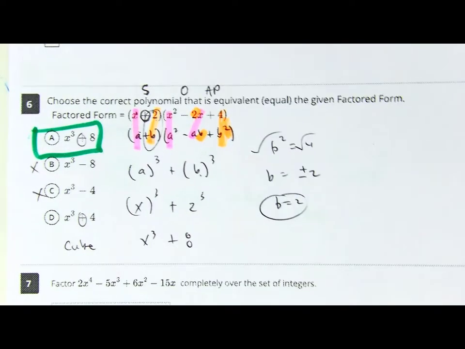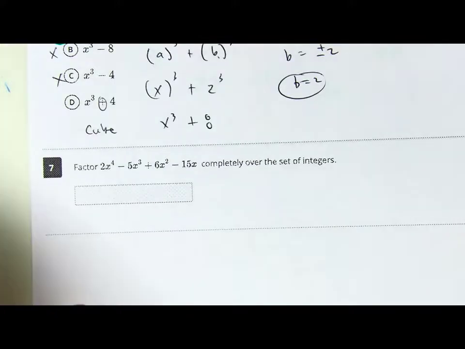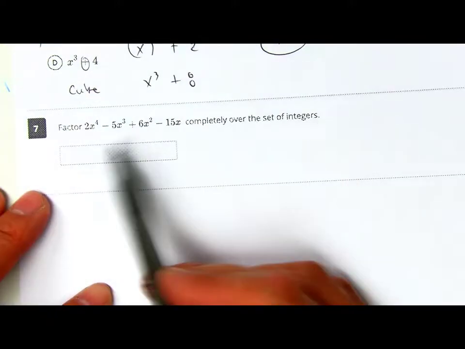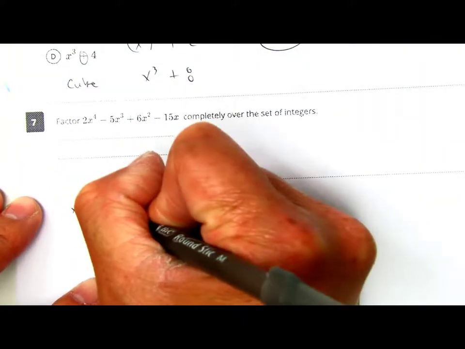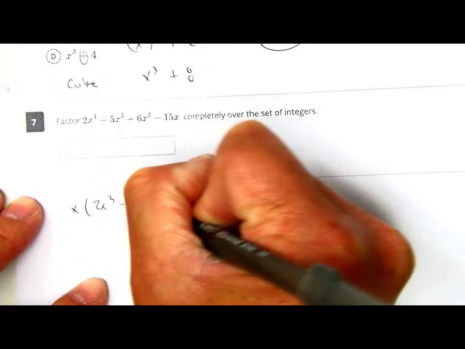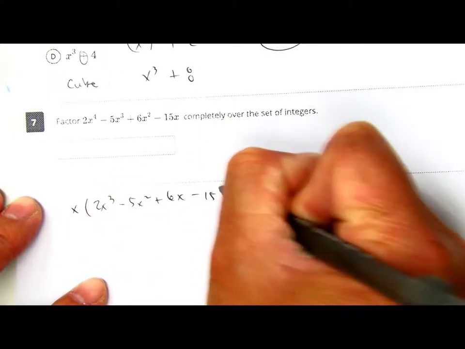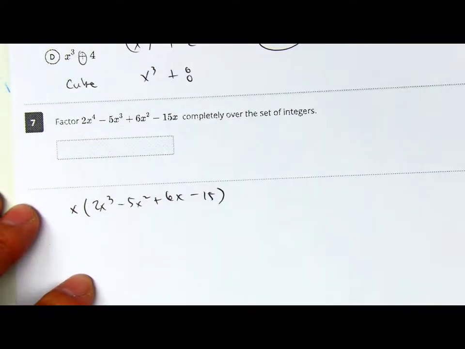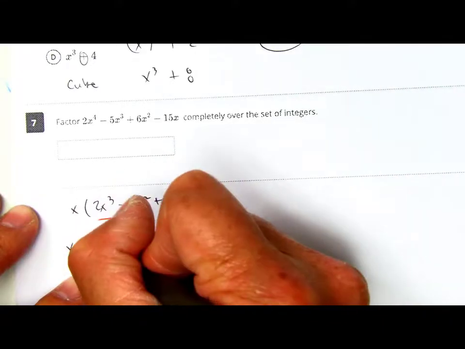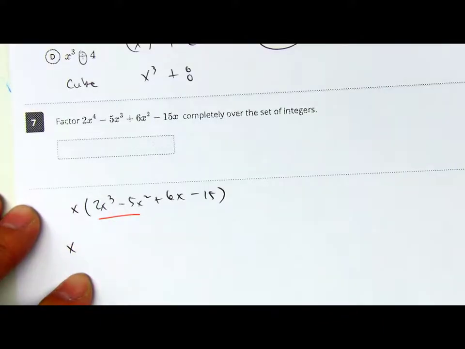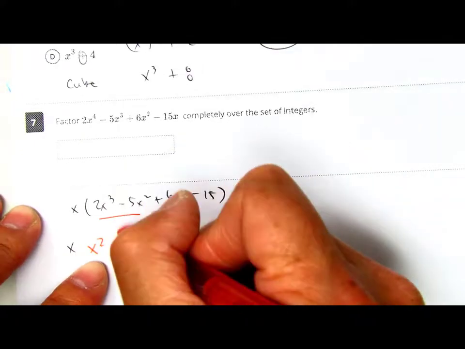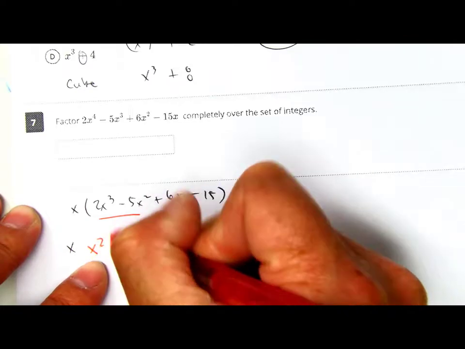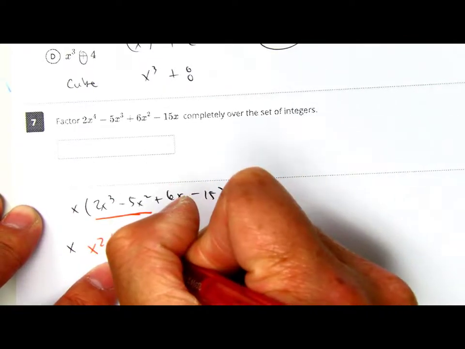Okay, question number 7. Factor completely. I recognize that all have an x here, so I'm just going to pull out an x. So I get 2x to the third minus 5x squared plus 6x minus 15. And I'm going to try factoring by grouping here. I'm going to factor out this one. So I get x, and then the red, let's do it in red, x squared. If I pull out x squared just from this red here, I'm going to get 2x minus 5.